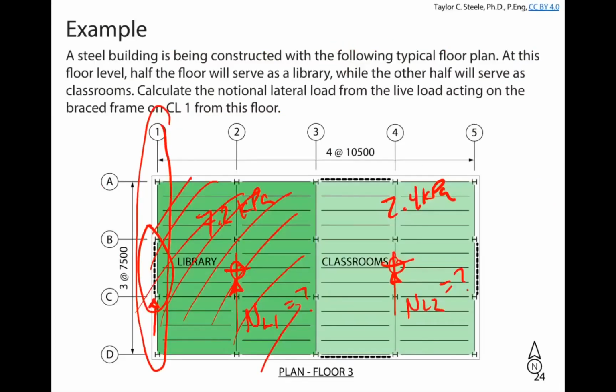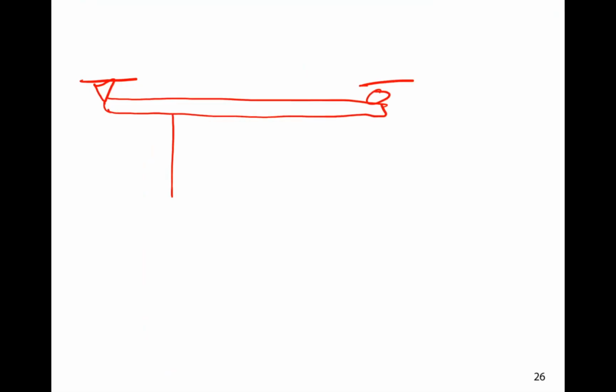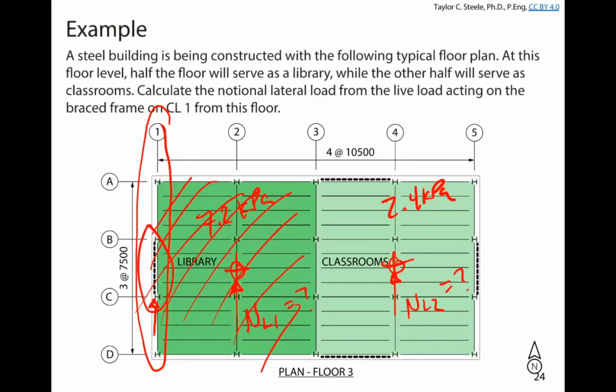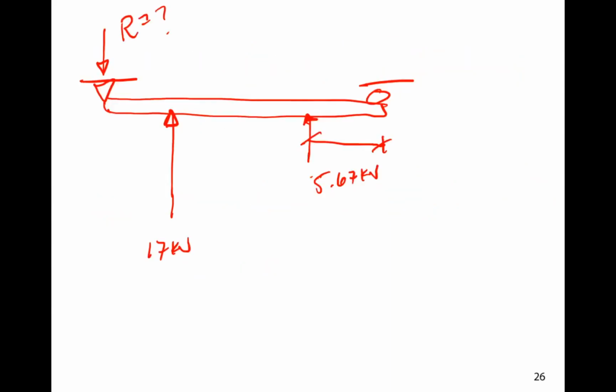So what does that mean? Well, that's where these loads are. So I might say, okay, how do I get that reaction? Well, I'm going to draw my simple beam, pin and roller. I've got 2 notional lateral loads. One's 17 kilonewtons, the other is 5.67 kilonewtons, and I want this reaction over here. So this is basic beam statics. I just need to know where these loads are. This load is at the center of this space, which is 1 column line away. So that's 10.5 meters. This one is 3 column lines away. So that's 31.5 meters. So I could do some of the moments about B.